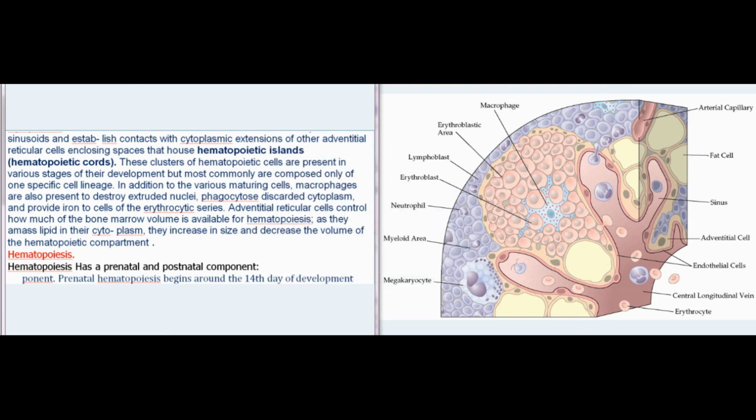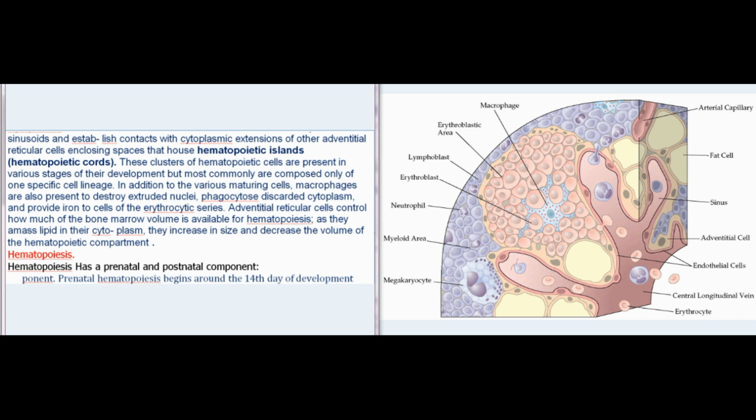Cytoplasmic extensions of these adventitial reticular cells extend away from the sinusoids and establish contacts with cytoplasmic extensions of other adventitial reticular cells, enclosing spaces that house hematopoietic islands, hematopoietic cords. These clusters of hematopoietic cells are present in various stages of their development but most commonly are composed only of one specific cell lineage. In addition to the various maturing cells, macrophages are also present to destroy extruded nuclei, phagocytose discarded cytoplasm, and provide iron to cells of the erythrocytic series.